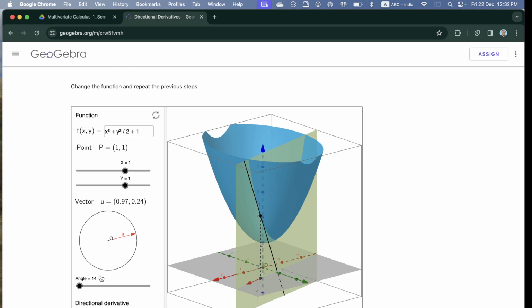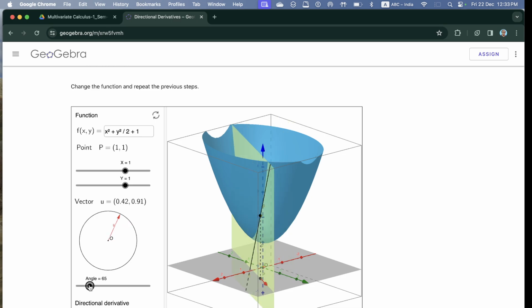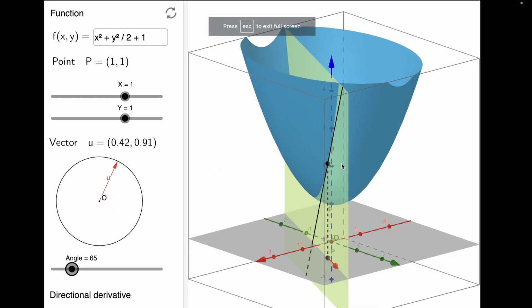This vector u is at an angle of 14 degrees. If you change this angle, you get the unit vector in the direction of the u vector. So this is the direction of the u vector. This red line is the x-axis, this line is the y-axis, and this vertical line is the z-axis. So this is the surface, and this is the unit vector. This angle with the x-axis is 32 degrees, or say 65 degrees. Then this vertical plane, parallel to this unit vector, cuts this surface, and this is the curve.